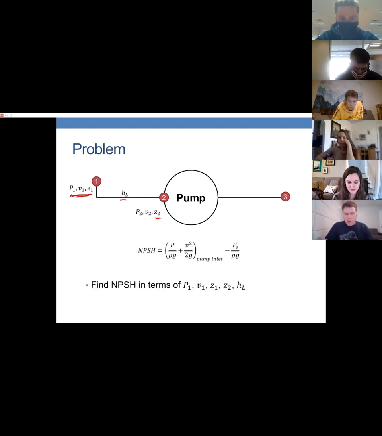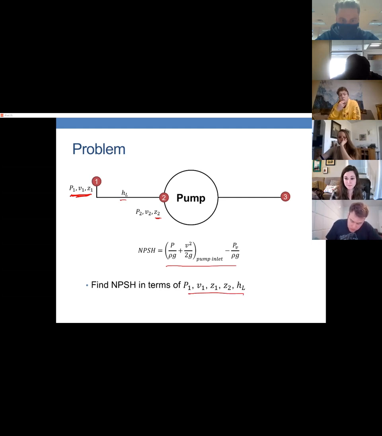Okay, so this is it again. So I want y'all to rearrange and find me a version of this equation, except instead of using P and V at the pump inlet, it uses these.